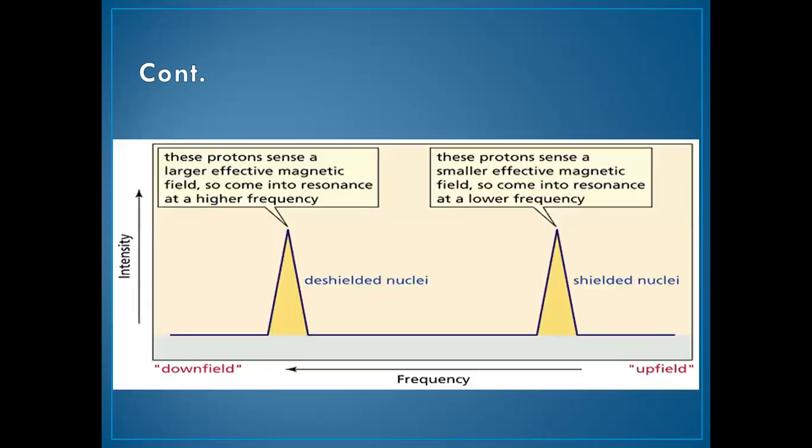So, this is a diagram of deshielded nuclei and shielded nuclei. So what are deshielded nuclei? These protons sense a larger effective magnetic field so come into resonance at a higher frequency. And in shielded nuclei, these protons sense a smaller effective magnetic field so come into resonance at a lower frequency. So the electrons surrounding a nucleus affect the effective magnetic field sensed by the nucleus. This is downfield and this is upfield, and frequency increases toward the downfield.